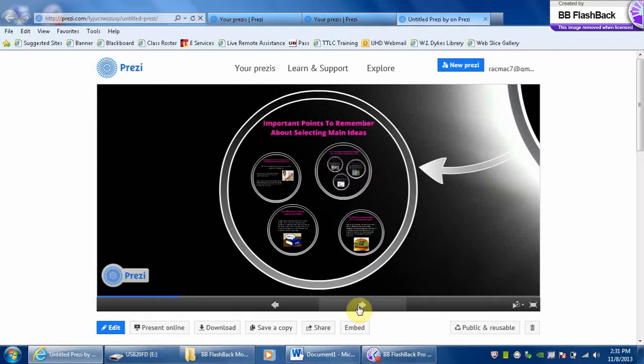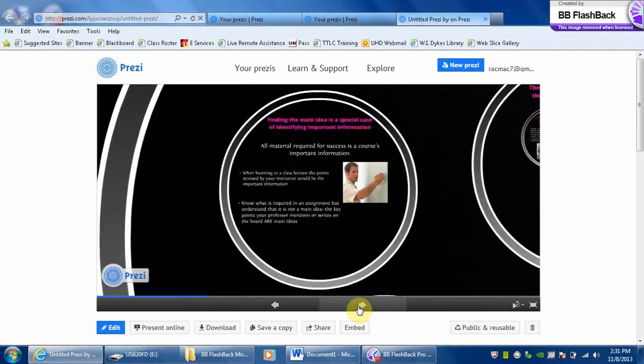There are some important points you need to remember about selecting main ideas. Finding the main idea is a special case of identifying important information. All material required for success is the course's important information. When you're listening to a class lecture, the point stressed by your instructor would be the important information. You need to know what is required in an assignment, but understand that it is not a main idea. The key points your professor mentions or writes on the board are the main ideas.